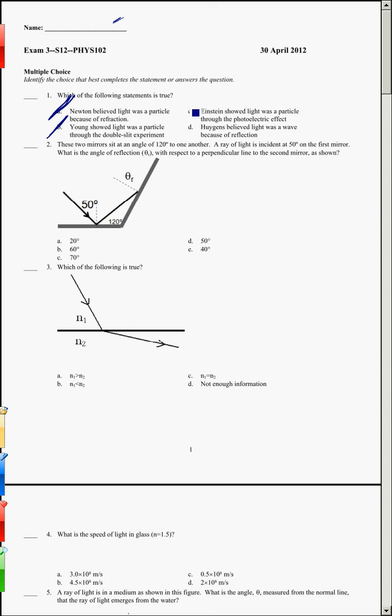Einstein showed light was a particle through the photoelectric effect. Alright, that's what he won the Nobel Prize for, remember? That is the correct answer. And this last one is not true. Huygens believed light was a wave because of reflection. He thought that light was a wave because of refraction. So the answer is C.